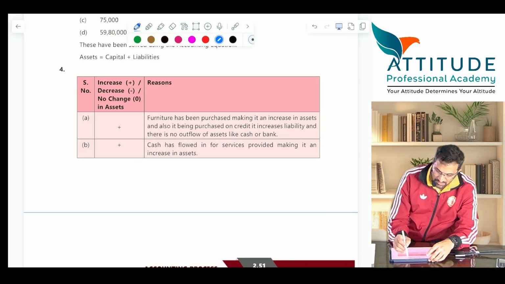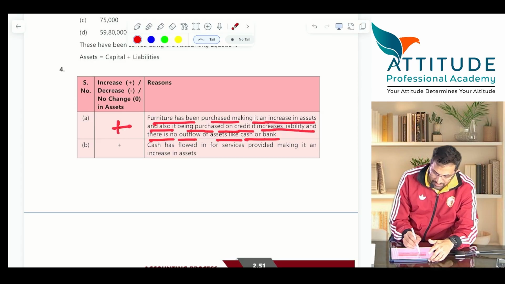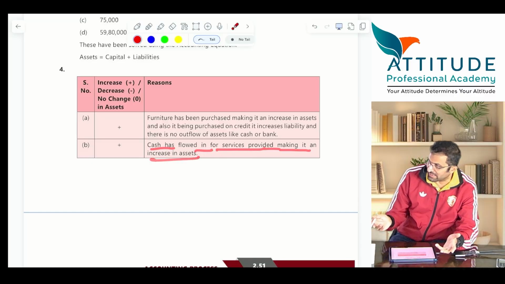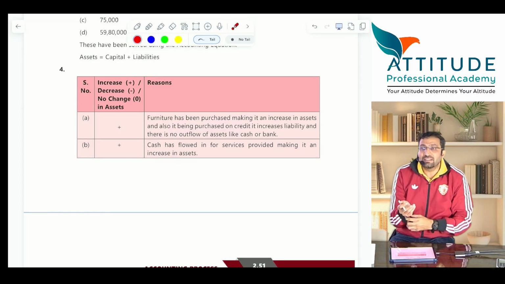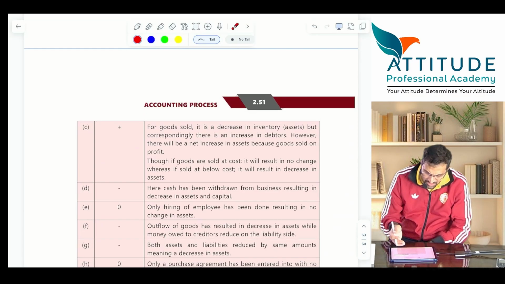Furniture has been purchased, making an increase in the asset, and also being purchased on credit, an increase in liability. There is no outflow of cash like cash or bank. So what is the effect on assets? Plus. Cash has flowed in for services provided, making it an increase in asset. Or you can just pass the entry and explain that entry. Cash has increased, liability has increased. Is that clear? Understood? So you have to give the explanation.